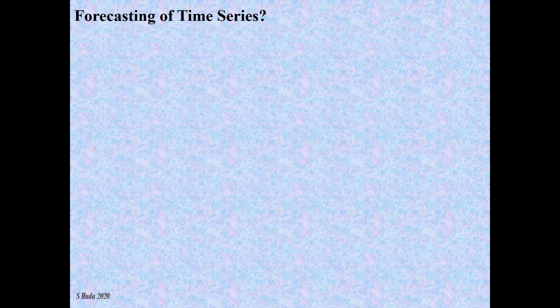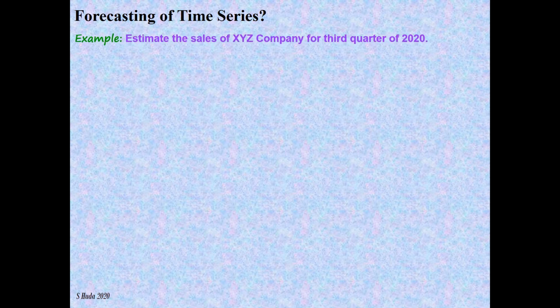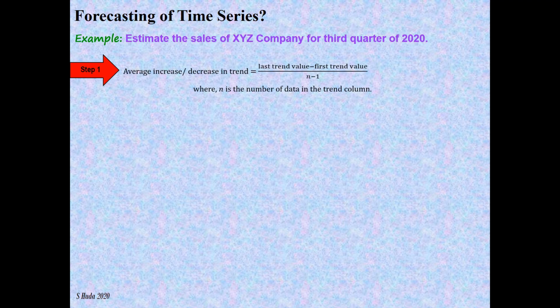Now we proceed to how to forecast or predict the future value using the moving average method. So look at this example. Estimate the sales of XYZ company for the third quarter of 2020. First step, you need to find the average increase or decrease in trend by using this formula. So this N is the number of data in the trend column.